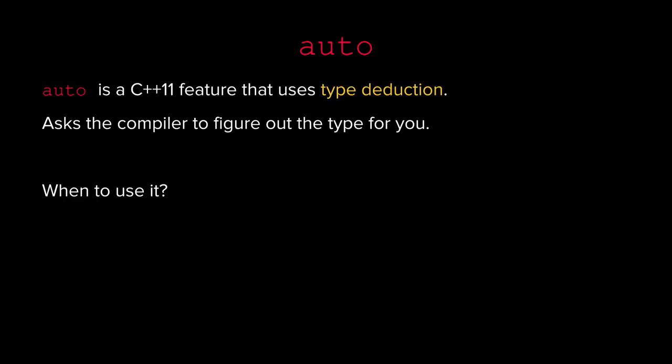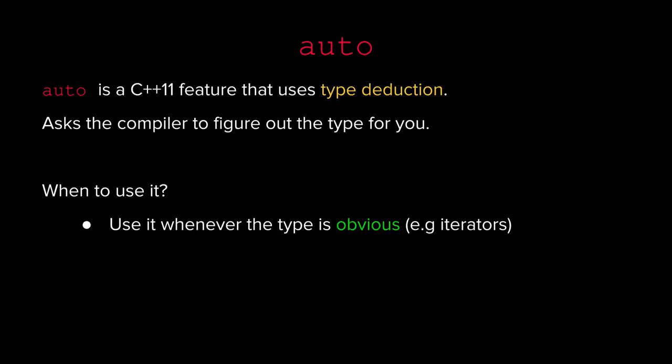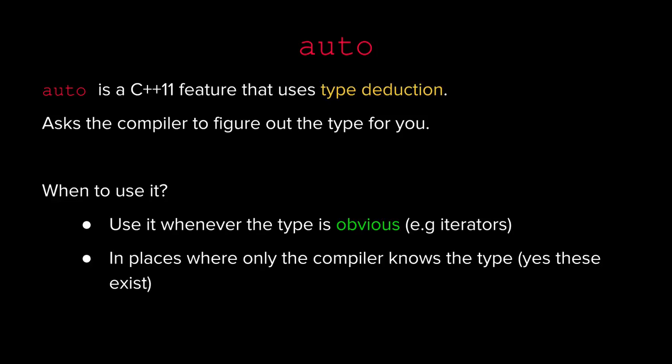I'll show some examples of using it. You shouldn't abuse this, but you should use it as much as possible in real life, not in your final. The idea is, whenever the type of something is really obvious, you should use auto. There are also some places in C++ that are kind of advanced where you don't know the type at compile time. You use auto there too.